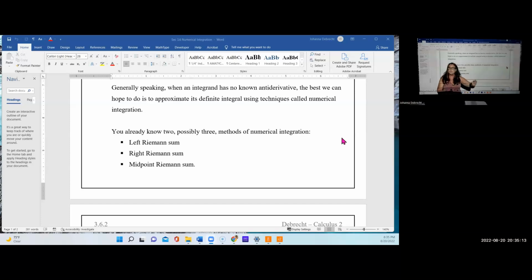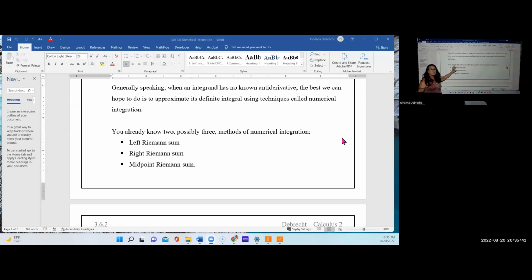Now remember, this is fundamentally different from the indefinite. The indefinite integral is giving us an antiderivative function, but the definite integral is giving us the area between the curve and the x-axis. So we should be able to approximate that with a definite integral. Now the problem is, in order to use the fundamental theorem of calculus, we need to have an antiderivative, and if we don't, we're kind of stuck.